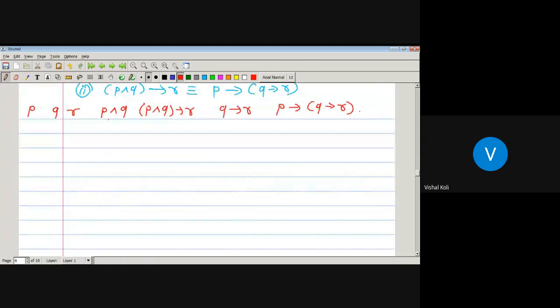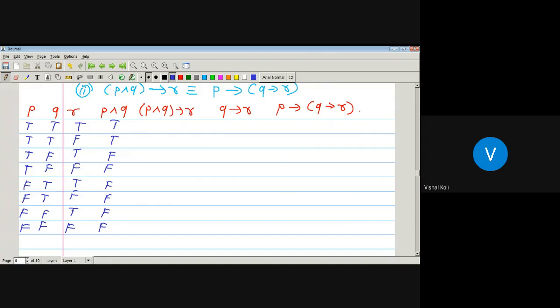As again there are three statements, the possible combinations are T T T, F F F, T F T, and so on. Now I have to find P and Q. P and Q is true when both are true. In the first two cases only it is true, and in the remaining cases it is false.